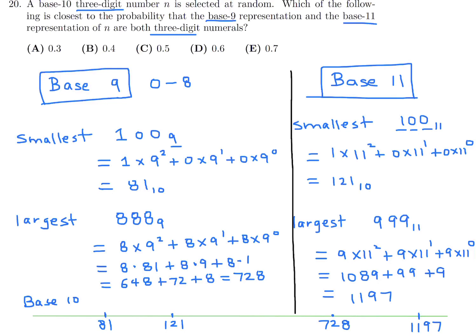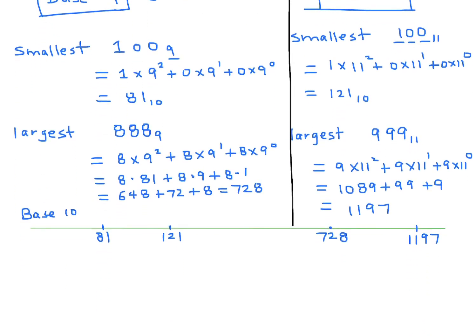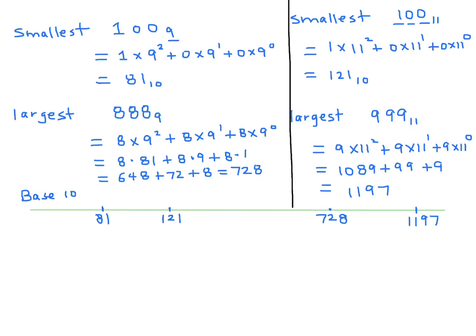All right, now what do we do at this point? We got our number line. Which numbers are we interested in? Well, we're interested in the ones that are common. So for base 9, I had 81 as my smallest possible, and my largest I had 728. So here's the region for base 9. For base 11, I had 121 as my smallest possible, and 1197 as my largest possible if we were looking at 3-digit numbers. So this is my region for base 11.